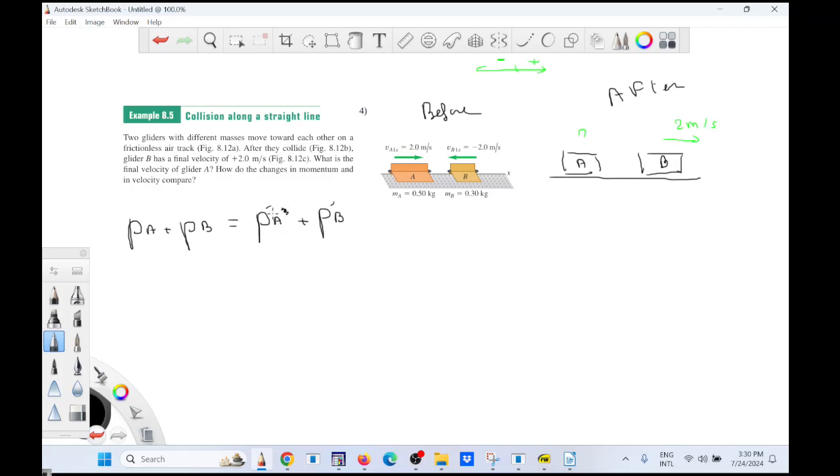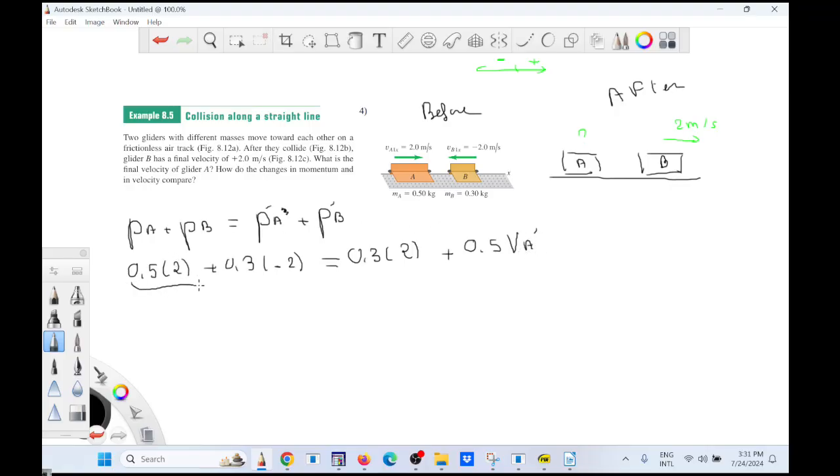So momentum of A after, momentum of B after, I'm going to call that prime. Before, we have the largest one moving to the right, but the smallest one is moving to the left. So I have to be very careful here that I have a -2. After, B is moving to the right, so it's going to be 0.3 times 2. And this one I do not know. I know the mass, and that will be the velocity after.